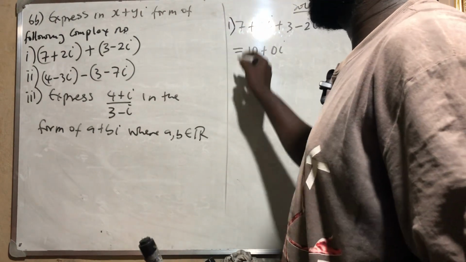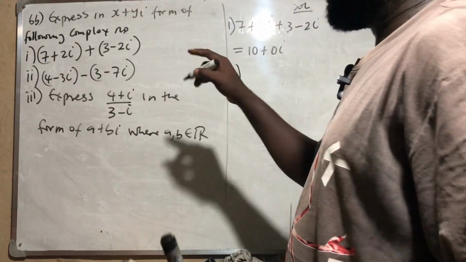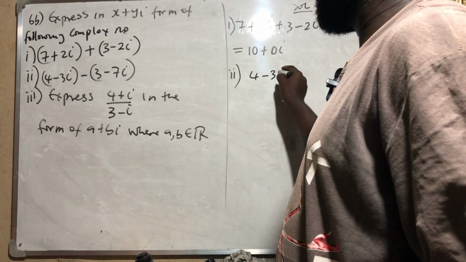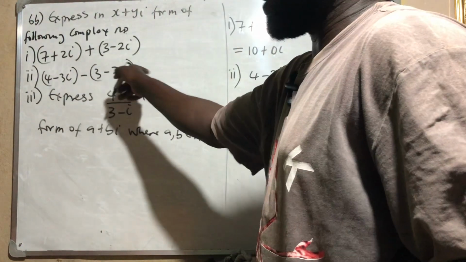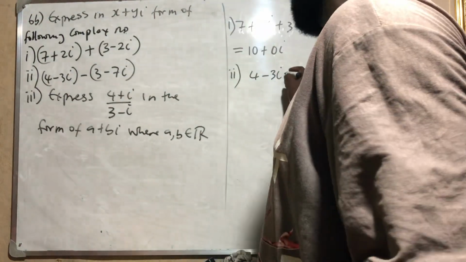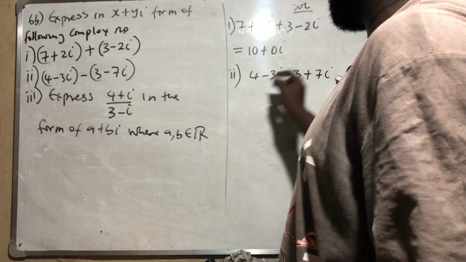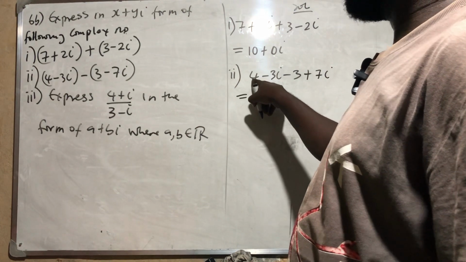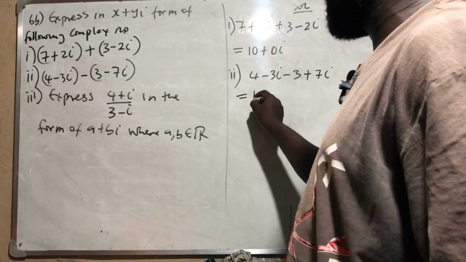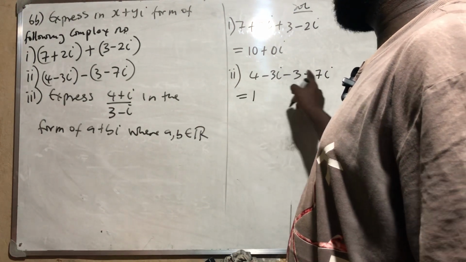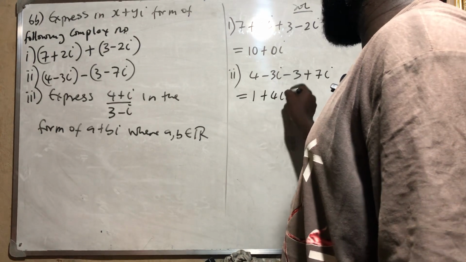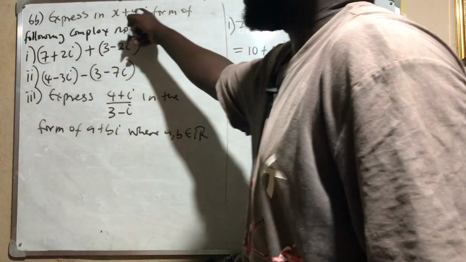This is for my second one. So it says 4 minus 3i. The minus is the one multiplying the left hand side, so minus times this will give you minus 3. Minus times minus will give you plus 7i. So the real goes to the real: 4 minus 3 will give you 1. Minus 3 plus this will give you plus 4i. So I've left it in x plus yi form.